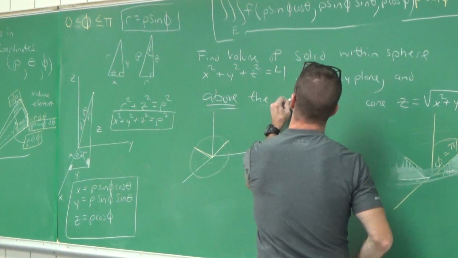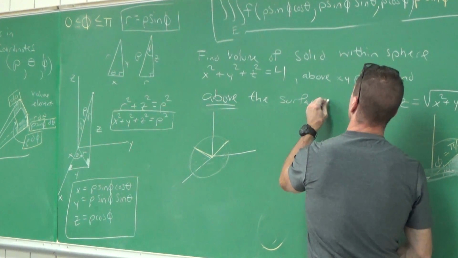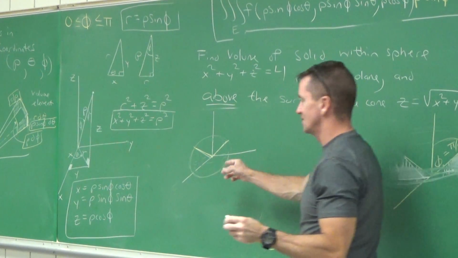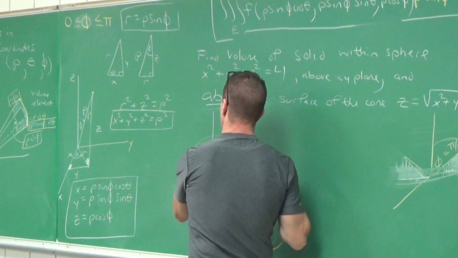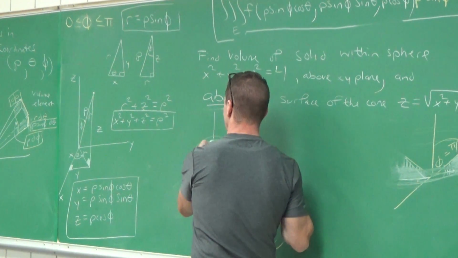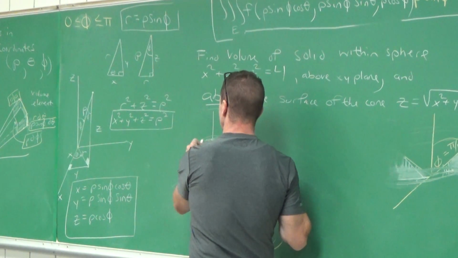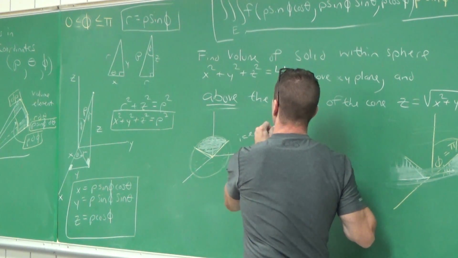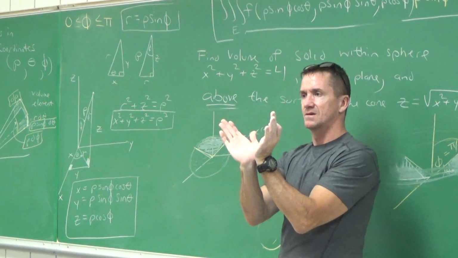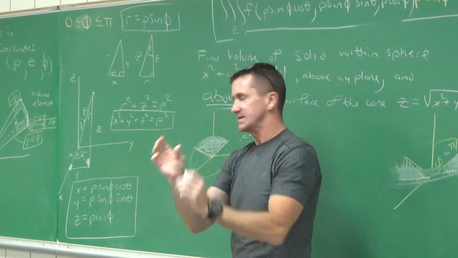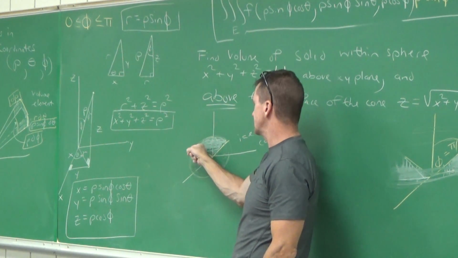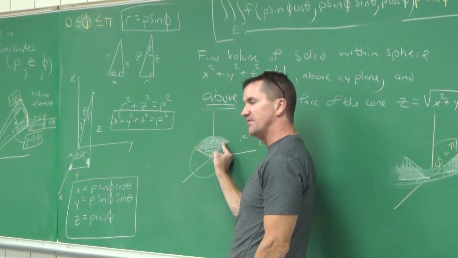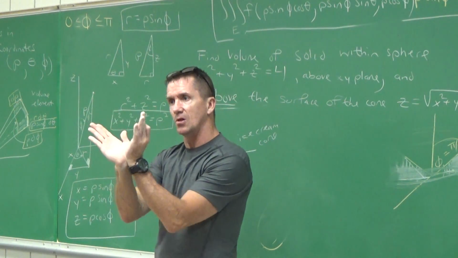Okay. Above the surface of that cone. Where am I shading? Above. What does this look like? Pizza pie. It's like an ice cream cone. Yeah, right, because it's three-dimensional. It's got this thing, and it's all the way around, right? It's got that little ice cream on top, because it's within the sphere, but above the surface of the cone right there. It looks like a V when I'm drawing it on the board, but it goes all the way around.